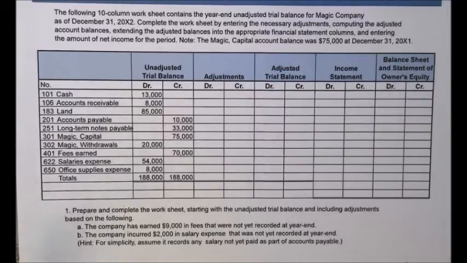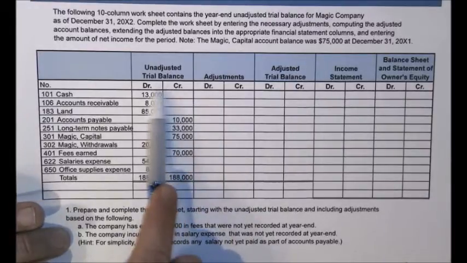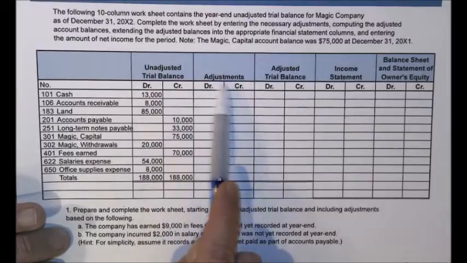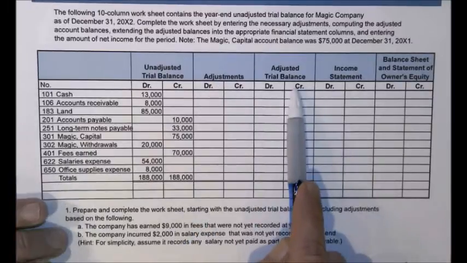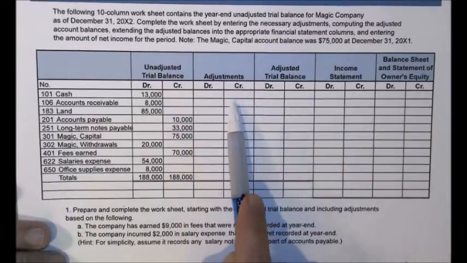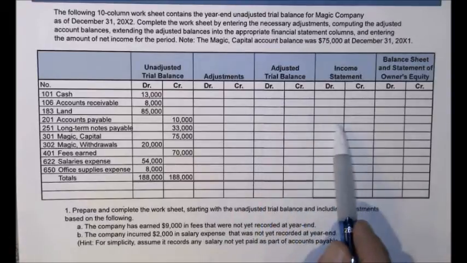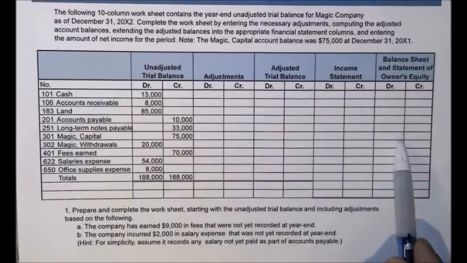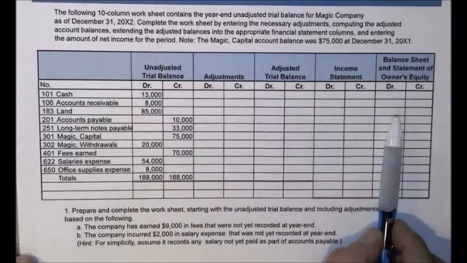The way this worksheet is set up is we have the unadjusted trial balance, a pair of debit and credit columns. Next one is adjustments, which is what we looked at in Chapter 3, another pair of columns. Then the adjusted trial balance, which is the unadjusted trial balance accounting for the adjustments we're going to make. Then I have a pair of columns for the income statement and a pair of columns for the balance sheet and statement of owner's equity. When you're doing this worksheet, you start on the left side and work your way across.